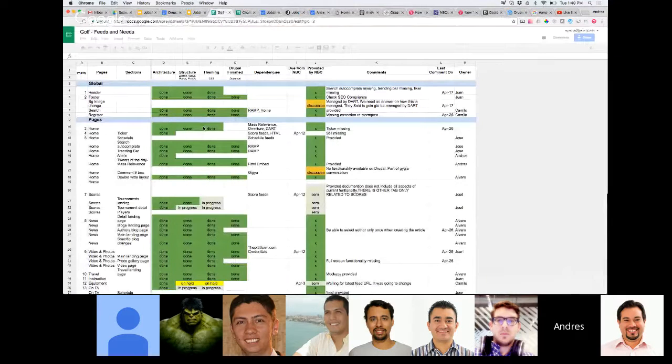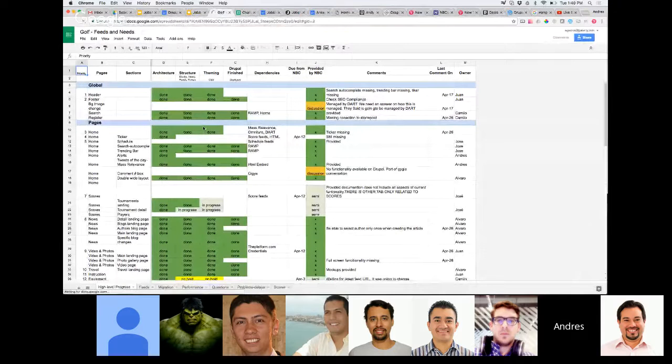Okay. Here we have the Golf Channel spreadsheet that we use to organize the whole thing. So we wanted to know the priority, the pages, the sections, which one was done. So this has nothing to do with tickets. The homepage can have 200 tickets only for the ticker, and the ticker is a complex thing.